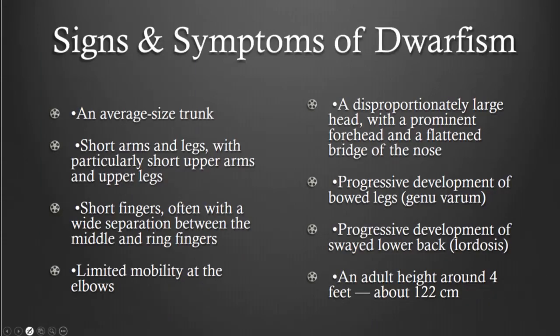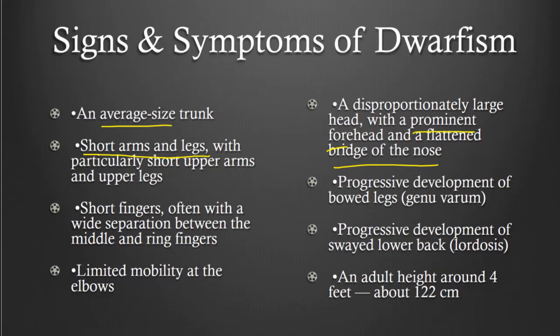Now, specifically with dwarfism, you'll notice that they have an average sized trunk. The difference is actually in the extremities, in the arms and the legs, with particularly short upper arms and upper legs, along with short fingers. So normal sized trunk, head, and so forth, but the arms and legs are small. In fact, because of that, they look like they have a disproportionately large head with a prominent forehead and a little bit of a flattened bridge of the nose.